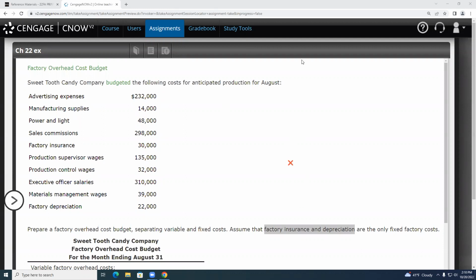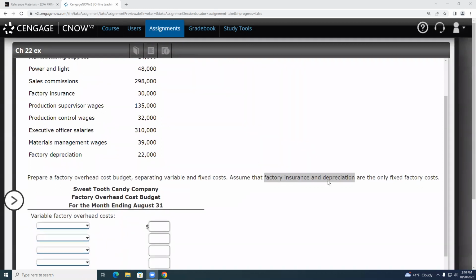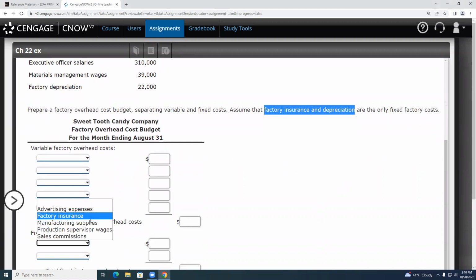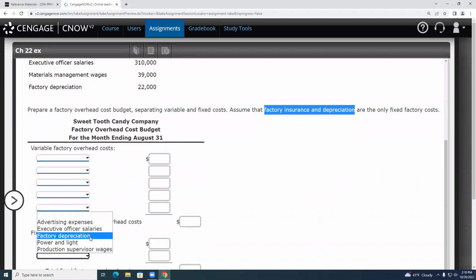And so, whoops, sorry, I'm trying to get rid of those X's. And so we're told that the factory insurance and depreciation are the only fixed factory costs. So I'm going to go ahead and put those in down here under fixed factory costs.